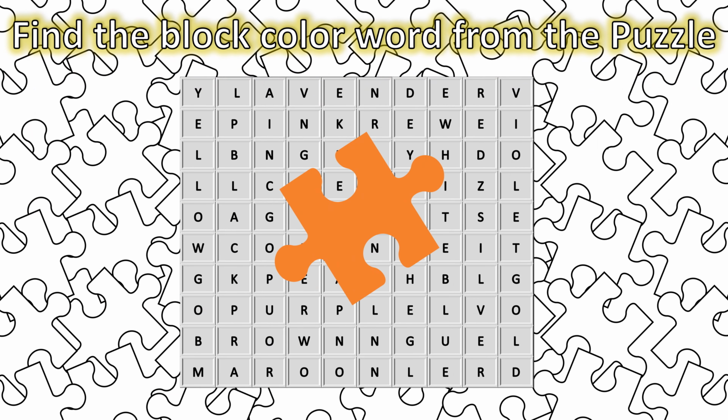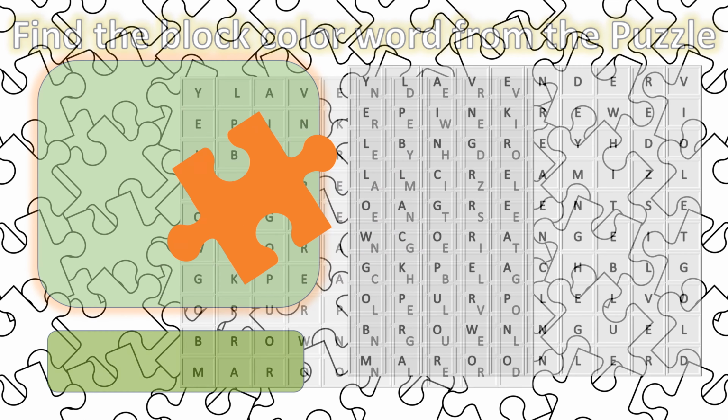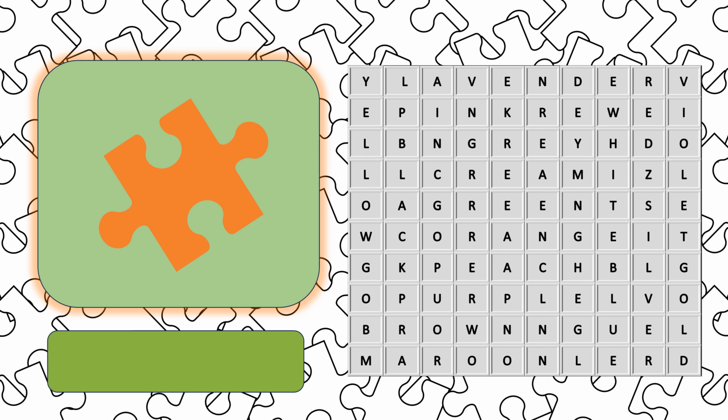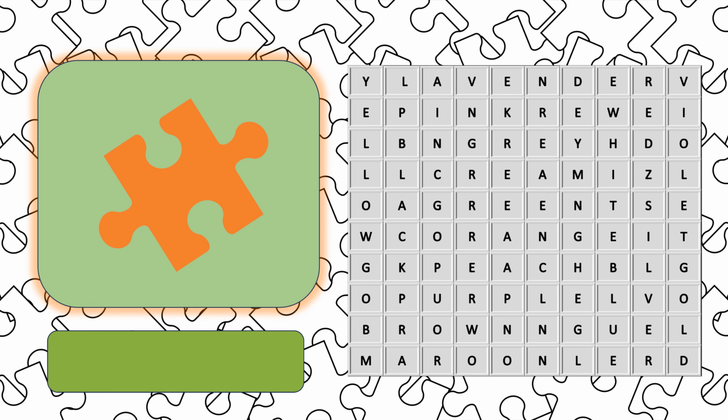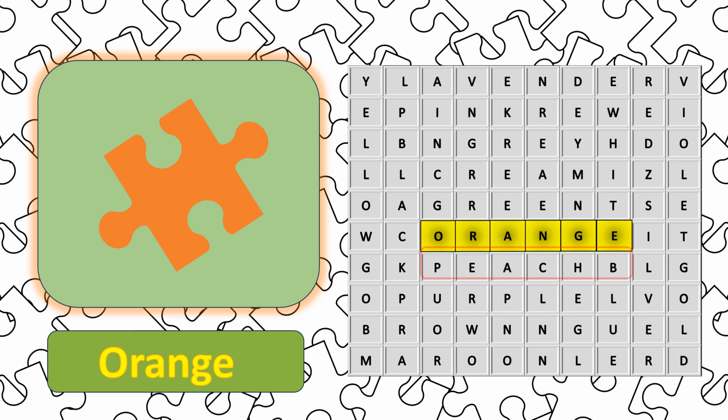Find the black color word name from the puzzle in 10 seconds. 10, 9, 8, 7, 6, 5, 4, 3, 2, 1. Time up. O, R, A, N, G, E, orange.